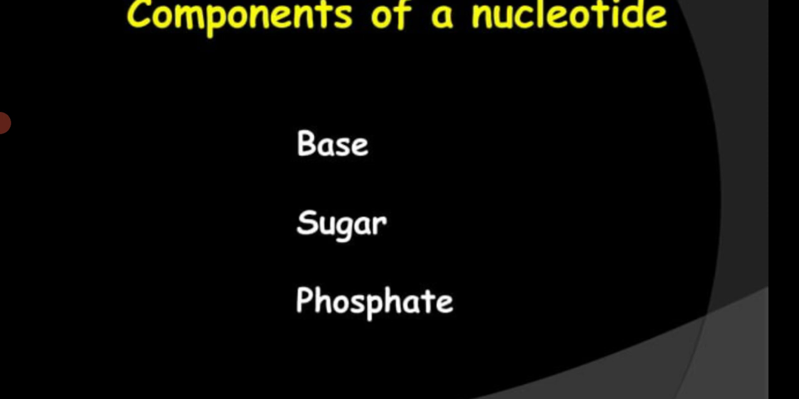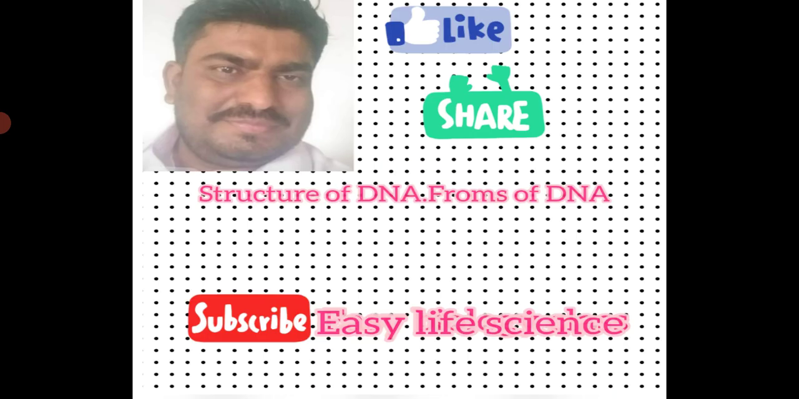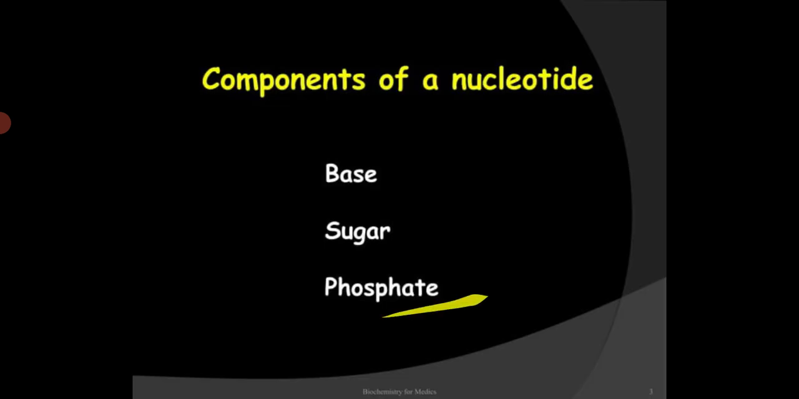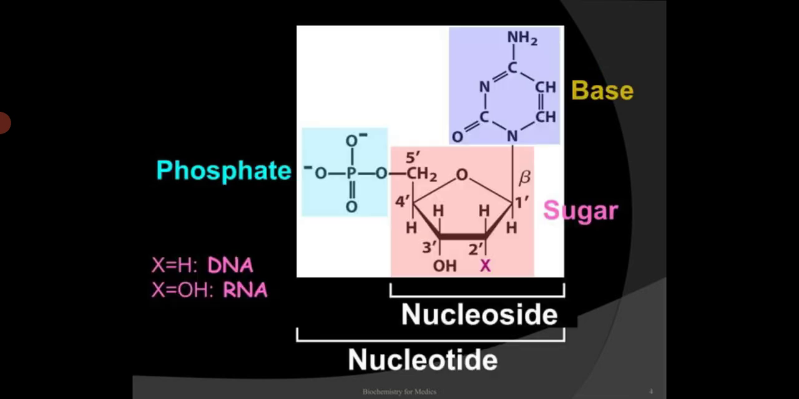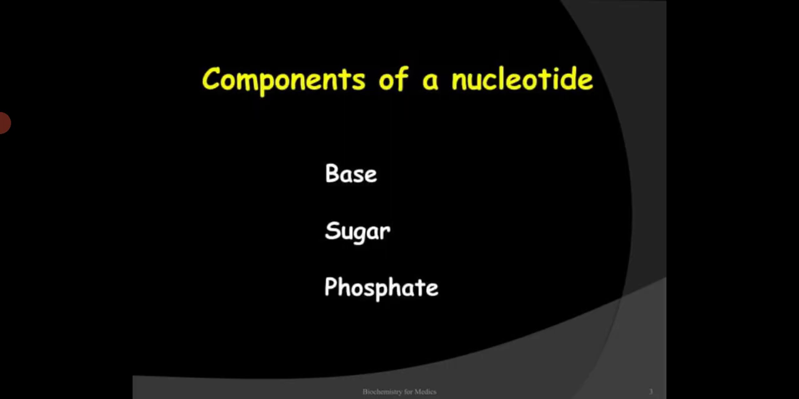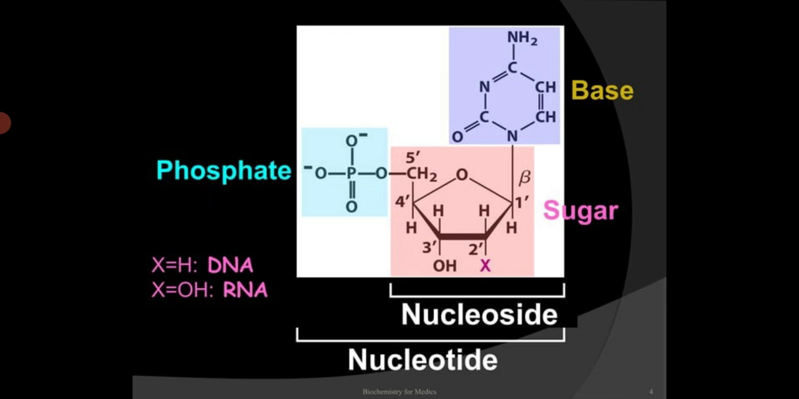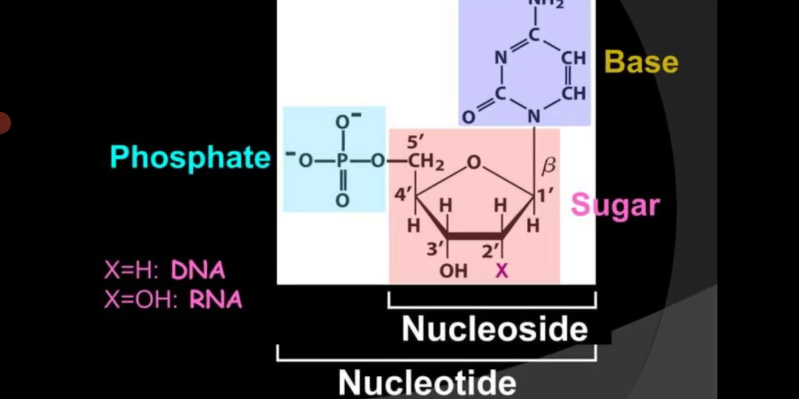Each polynucleotide chain consists of smaller subunits called deoxyribonucleotides. Each deoxyribonucleotide consists of three components: a base, a sugar, and a phosphate group. Base, sugar, and phosphate are the components of one deoxyribonucleotide. For the base, there are two types of nitrogen bases, purines and pyrimidines.